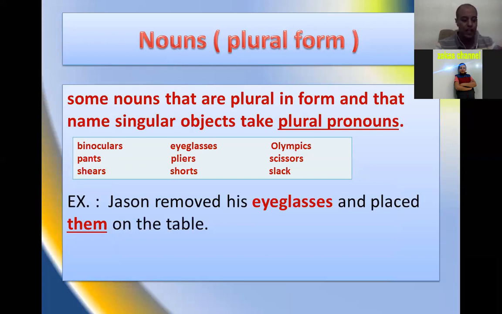For example, "Jason removed his eyeglasses and placed what, it or them, on the table?" Surely we have to fill in the blank with "them." They refer to singular objects, but we have to use the plural pronoun "them" on the table. Eyeglasses is the antecedent, and this is the personal pronoun in plural form.